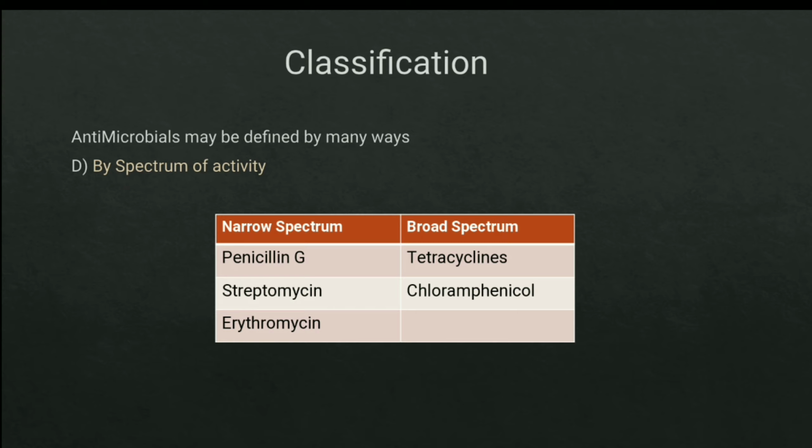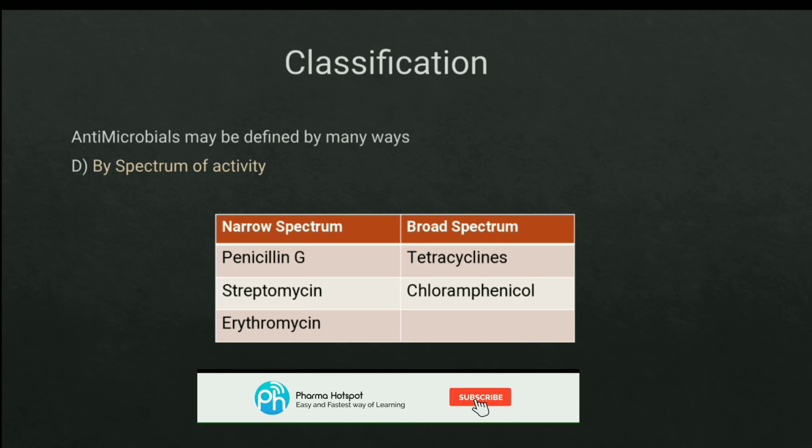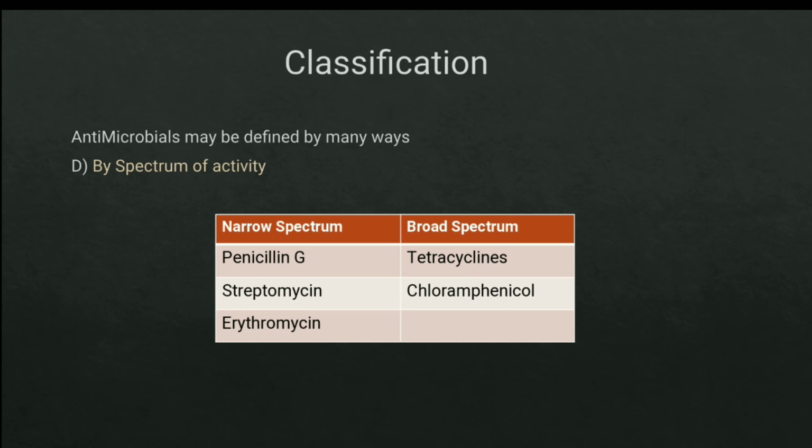If a drug is used in a particular area or range, then this is narrow spectrum. And if the drugs are used widely or for many diseases, then these come under broad spectrum. For narrow spectrum, in which the drugs are used for a single disease or very few diseases, we have penicillin G, streptomycin, and erythromycin. But in broad spectrum we have tetracyclines and chloramphenicol.